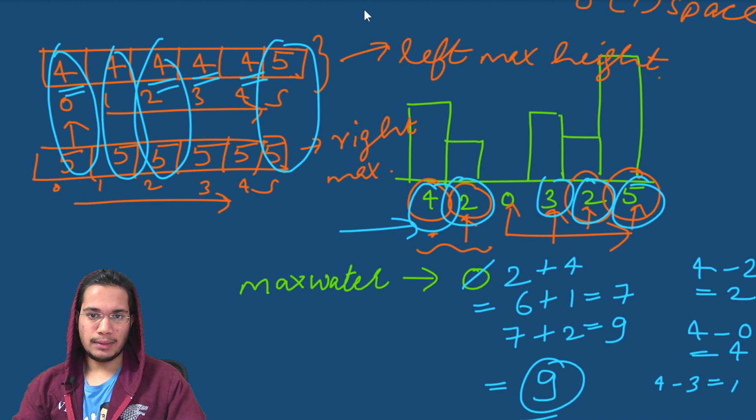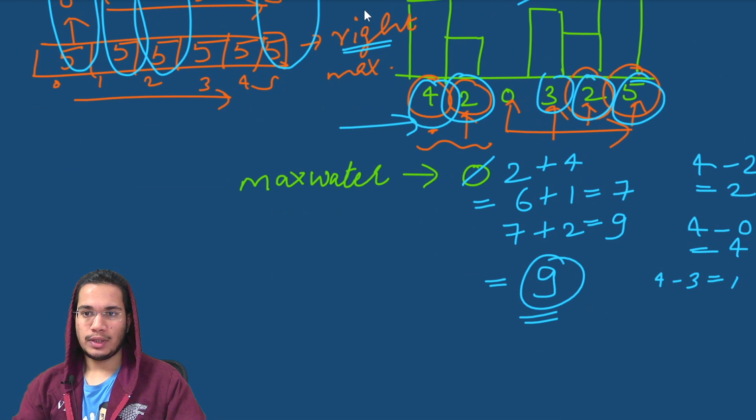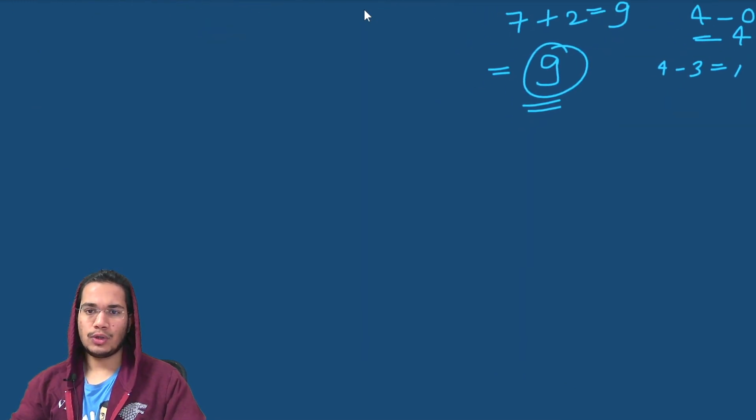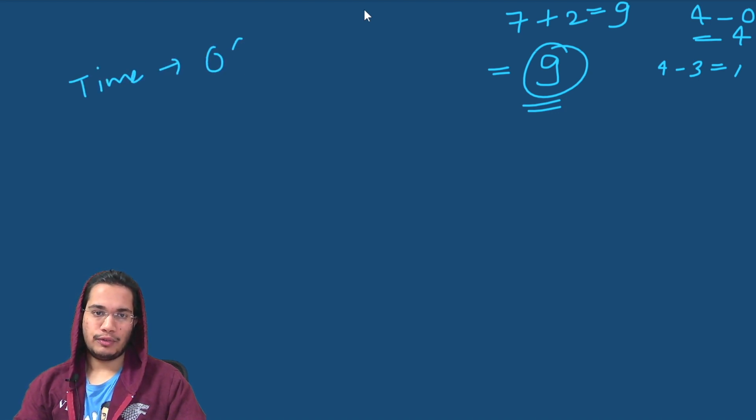For example, during pre-computation we iterated over all the buildings from left to right. Then again, to calculate right max, we iterated from right to left. So this is big O of n plus big O of n. And finally, we iterated over all these buildings. So this is again another big O of n. So overall, we have the total time complexity as big O of n.